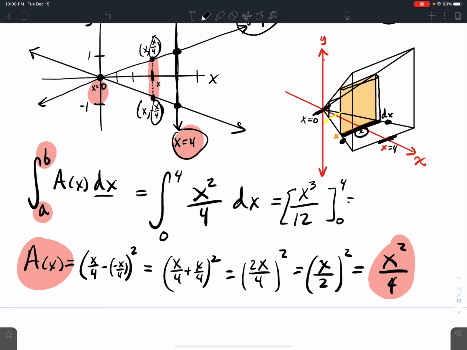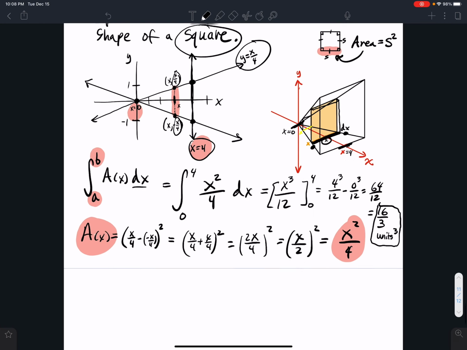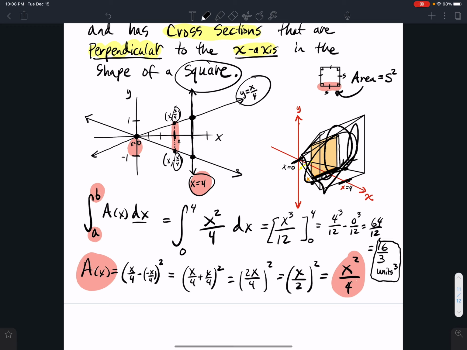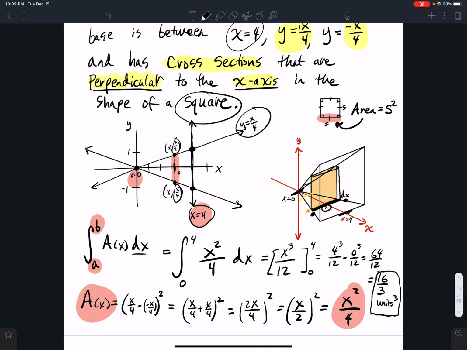from 0 to 4. So that's 4 cubed over 12 minus 0 cubed over 12, which is 64 over 12. And that reduces to 16 over 3 units cubed. Okay? So 16 over 3 units cubed. So that is the volume of that weird shape right there that I tried to draw for you in 3D. So kind of cool that we can find the volume of a shape using calculus. Okay? So that's an introductory idea there.